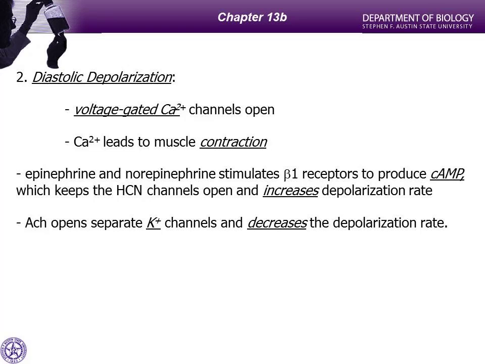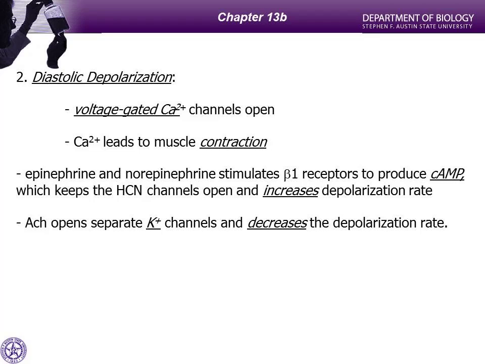Now, while we don't have nervous system innervation to beat, we do have control of the rate and strength of the contraction from our autonomic nervous system. So epinephrine and norepinephrine, they're going to stimulate what receptors? Beta 1s. That's going to produce our cyclic nucleotide, cyclic AMP. And that's going to keep our HCN channels open, and it's going to increase the rate of depolarization.